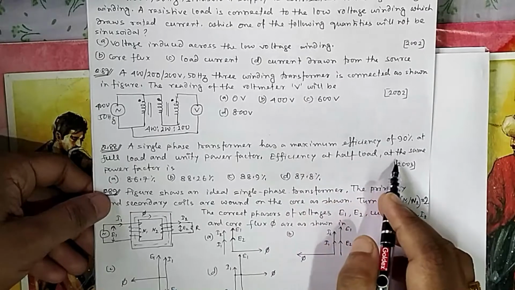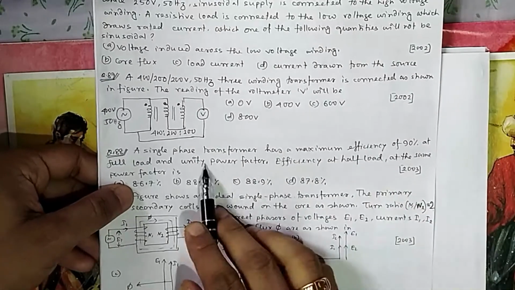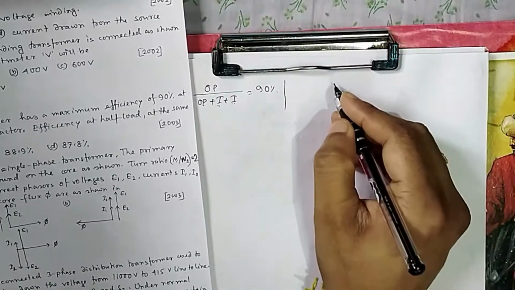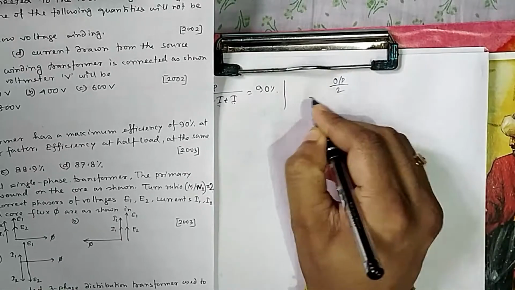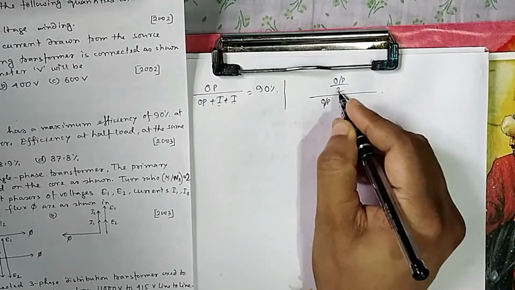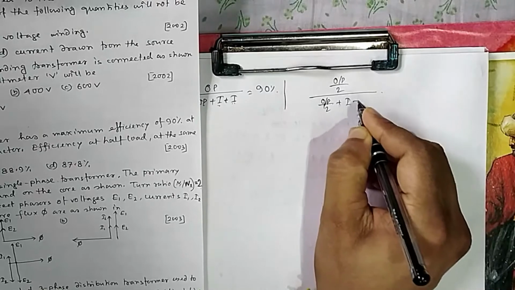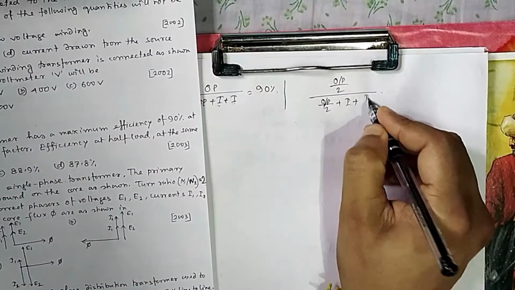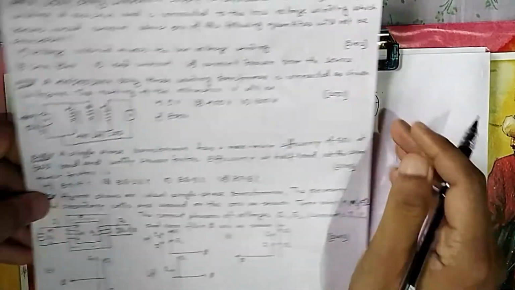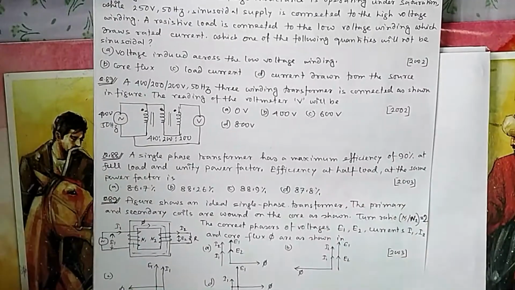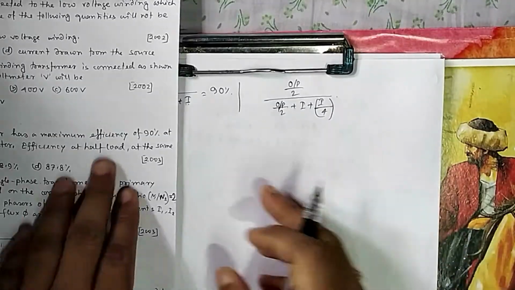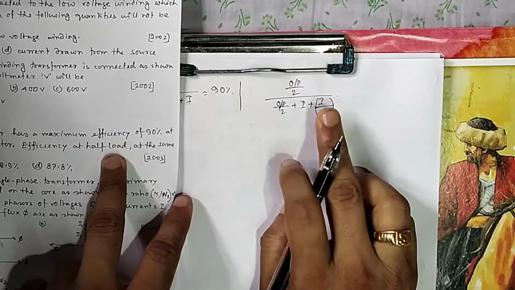Now the efficiency at half load at the same power factor. Power factor is again unity power factor. So your output will now be divided by 2, that is OP divided by 2, plus constant loss will be the same, but your copper loss will be divided by 4, because you are getting half load. So it is divided by, I square R copper loss. So if I is getting half, so loss will get 1 by 4.